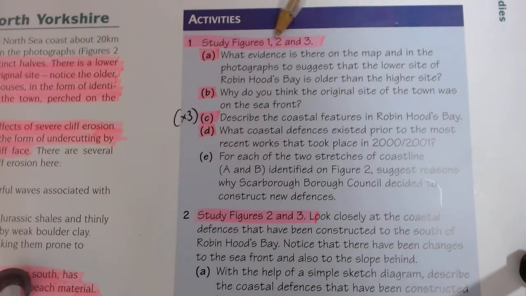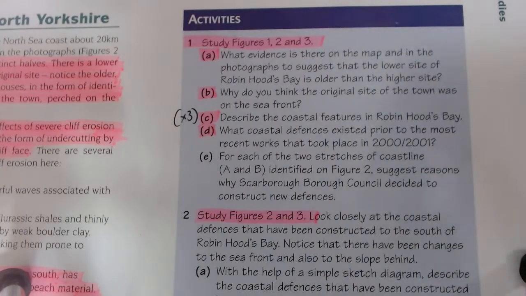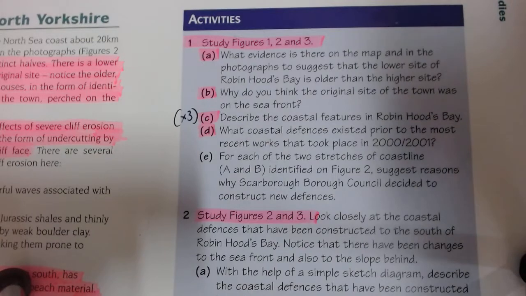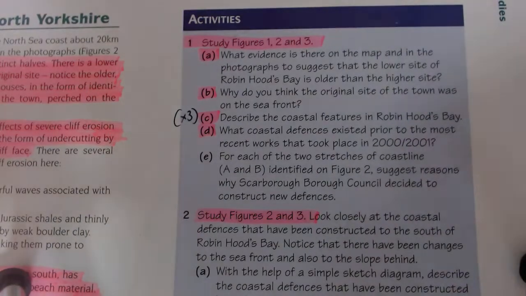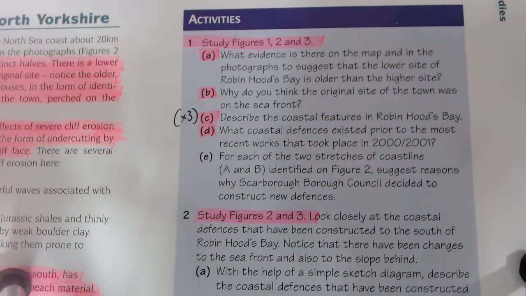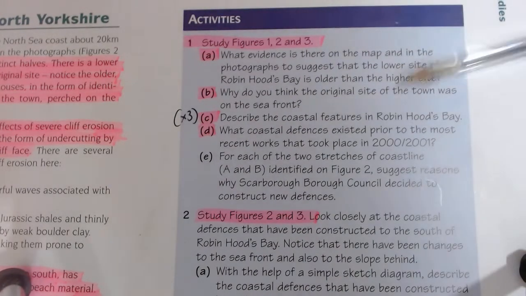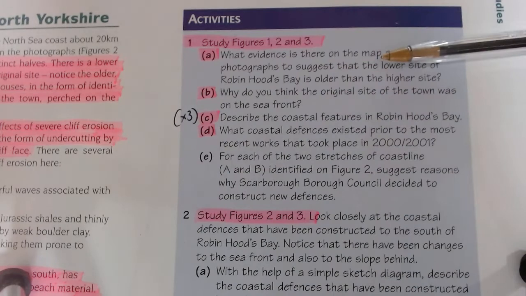2. What evidence is there on the map and in the photographs to suggest that the lower site of Robin Hood's Bay is older than the higher site? Again, there are two pieces to this answer. What evidence is there that the buildings and housing are older? And also about the coastline. How can we tell that the coastline is older or has been more exposed for longer at one place rather than the other? I'll go through that question with you when we're looking at the diagrams.